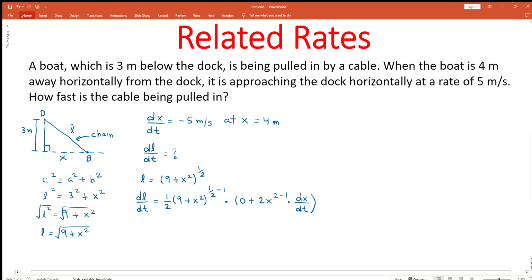Now we can simplify this equation. In the exponent, half minus 1 is negative half. The exponent of x is 1. x to the power 1 is just x. Next, we can move the term 9 plus x squared to the denominator to make its exponent positive.